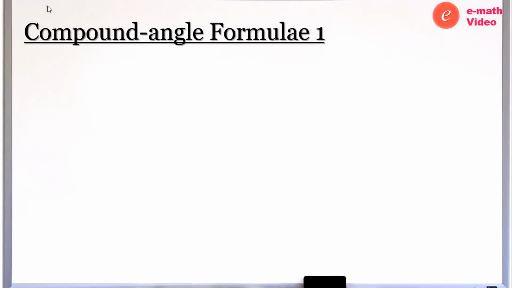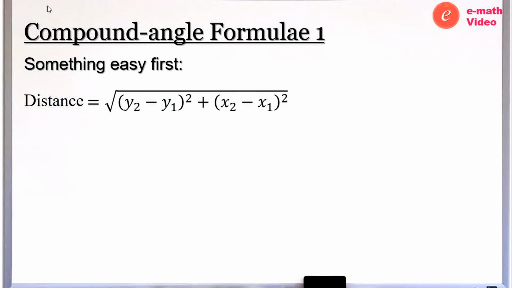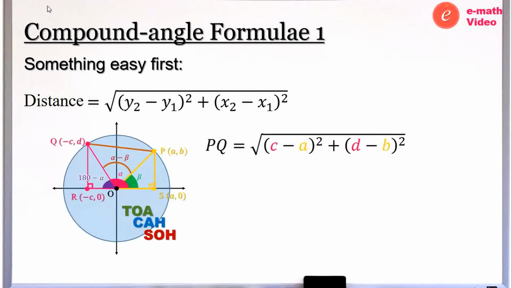Okay, refresh our mind for a while, recall something easy, the distance formula that we learned in coordinate geometry. Distance equals the square root of (y2 minus y1) squared plus (x2 minus x1) squared. In our masterpiece from earlier, distance PQ equals the square root of (c minus a) squared plus (d minus b) squared. To make our life easy, I will square both sides. And look at this cute ABCD. Kawaii koto.